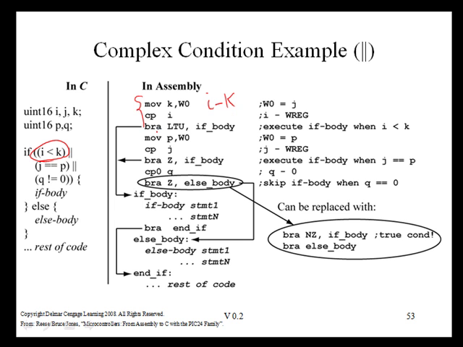We do that by these two instructions. We need the true condition that's going to branch to the if body. So branch always is a less than condition, less than unsigned to the if body.